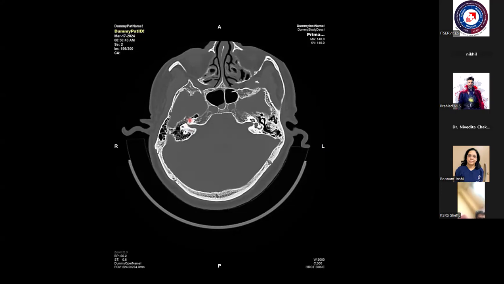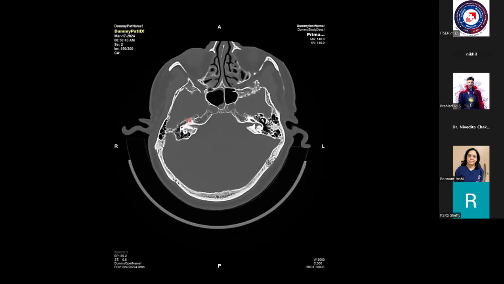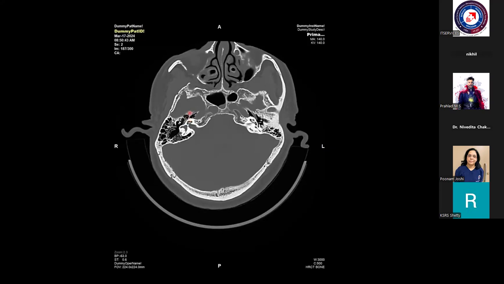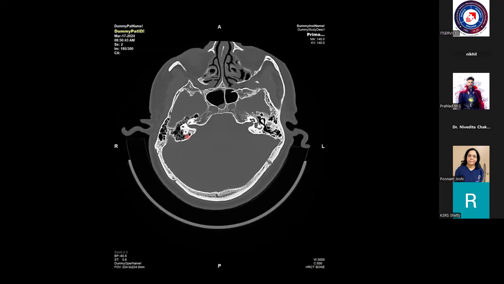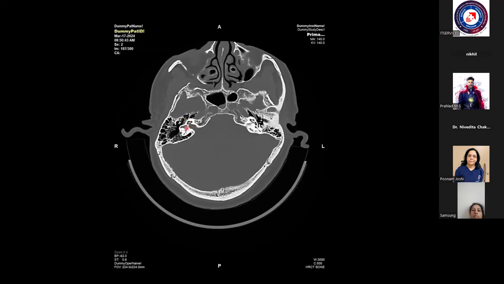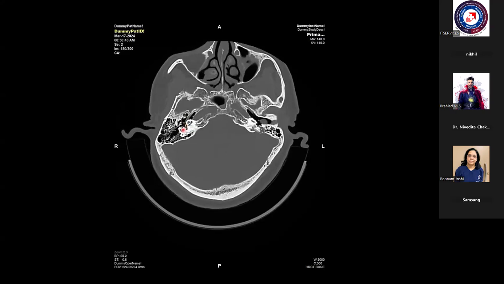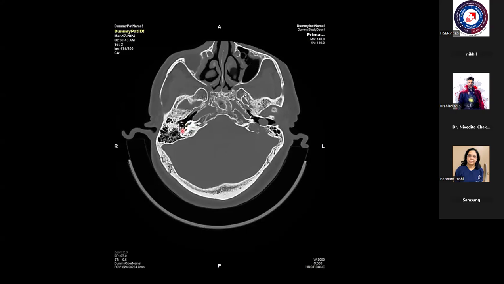Now as I'm going below, you can see this is the continuity of this genu. This is the tympanic segment. Wait, I'll just show you from above. Okay, so this is the labyrinthine segment. This is the genu. And as I'm going below, look at the continuity. This is the tympanic segment of the facial nerve. You can see this continuity over here. Just follow this over here.